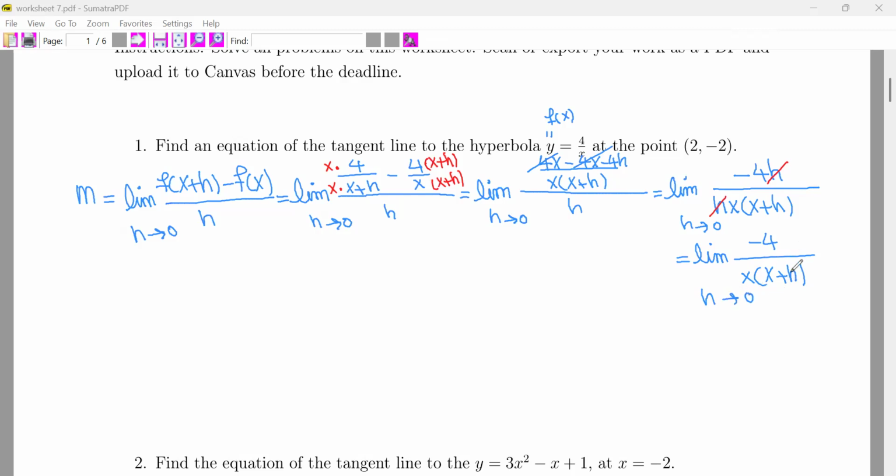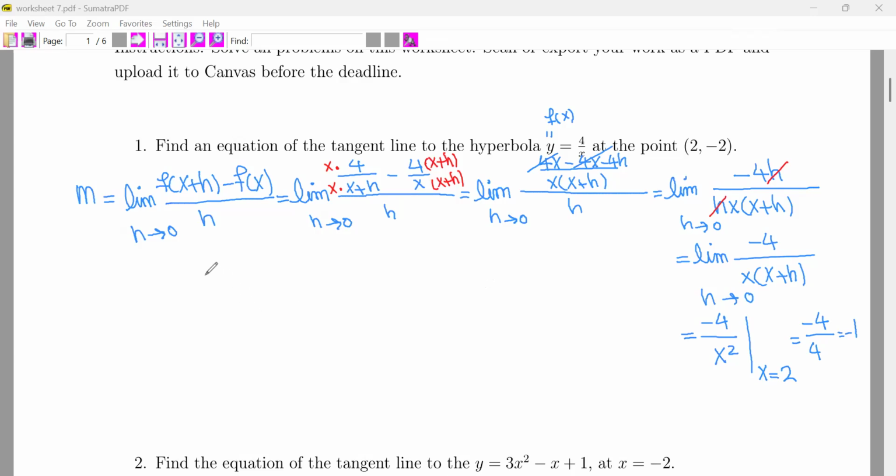And substituting 0 for h, we have negative 4 over x squared. Using the point that is given to us, we have x equals 2. It will be negative 4 over 4, which means negative 1. So this is the slope that we are going to use to write the equation of the tangent line.